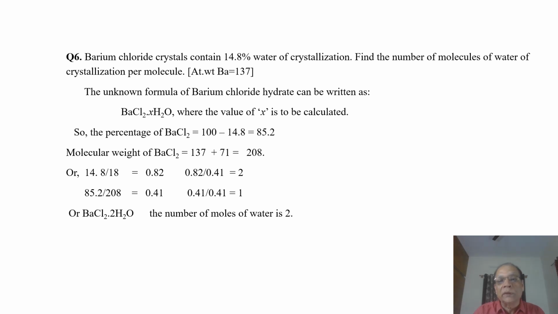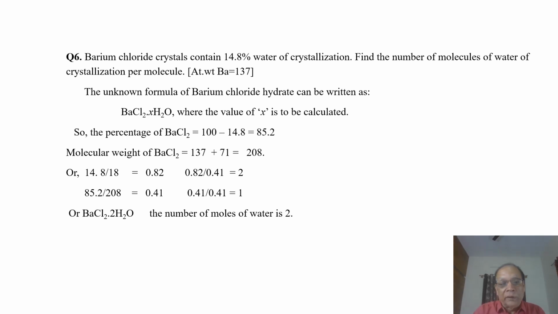Now let the unknown formula of barium chloride hydrate be written as BaCl2.xH2O, where the value of x is to be determined. So the percentage of water of crystallization is 14.8%. The percentage of BaCl2, taken as 1 unit, is 100 minus 14.8, which is 85.2. The molecular weight of BaCl2, using the atomic weight of Ba as 137 and Cl as 35.5, is 137 plus 71, which is 208.